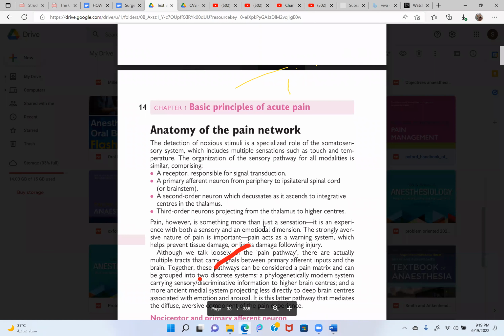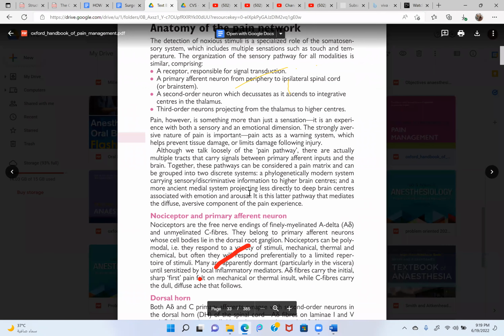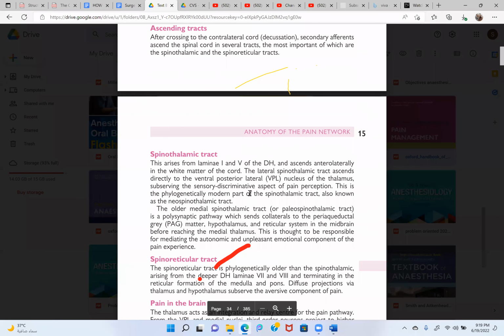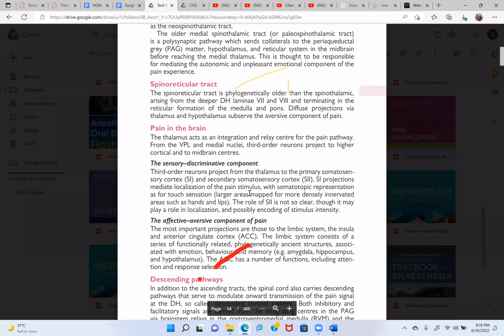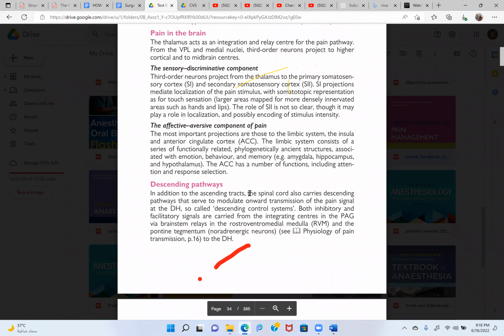Anatomy of pain network, receptor, primary efferent. We have discussed actually these things, secondary order neuron, nociceptor and primary efferent neuron, dorsal horn. We have discussed about it. Actually, I have to tell some important aspect, because usually if they ask what is the pain pathway, if you tell the basic theory, you will pass the exam. Because pain is a subspecialty, they are not expecting you to tell too much details. But I have found this book as one of the best sources to revise, to prepare pain topics. Okay.